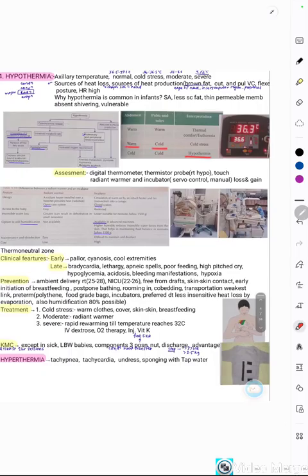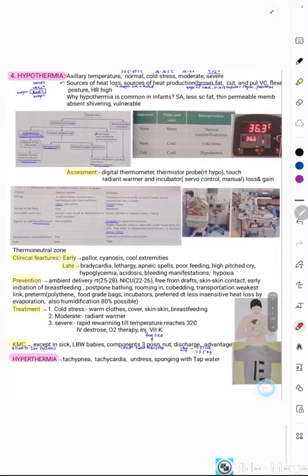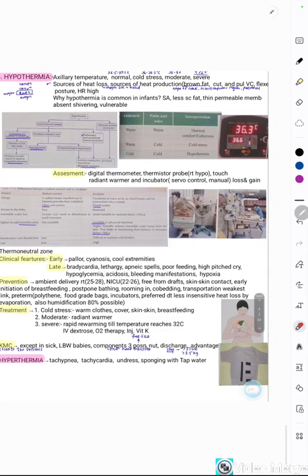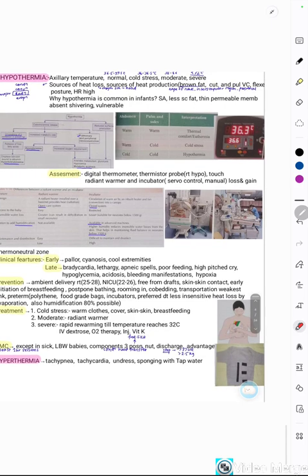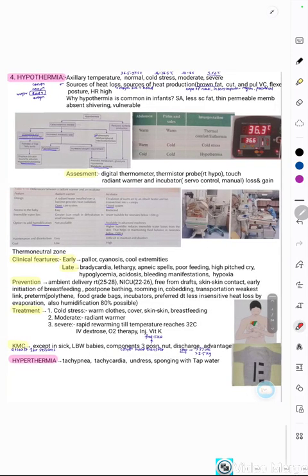It is considered to be hypothermia when the abdomen and the palms and soles are cold. This is the thermistor, and it is servo control based. Assessment is done by digital thermometer or thermistor probe, which is placed on the right hypochondrium. Then by touching we can come to know about the temperature. Radiant warmer and incubator are used for hypothermia.